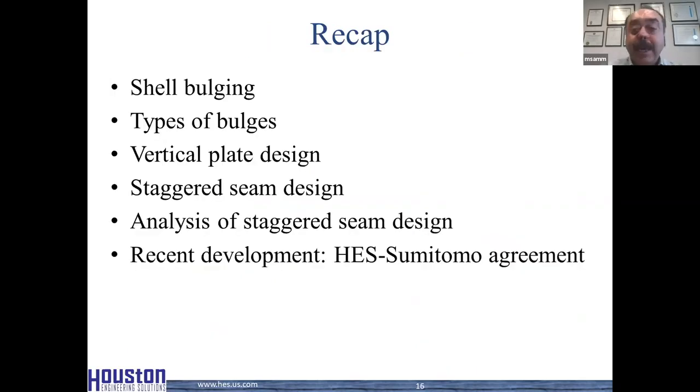With that, I come to the end of my presentation, and I would like to recap what we talked about. First, we had a brief introduction to shell bulging. Then we talked about the types of bulges that we can have in a coke drum. We discussed the vertical plate design, the patented vertical plate design, and then the patented staggered seam design. I showed you the analysis of the staggered seam design and the results we obtained, and then we finally shared with you some of the recent developments of the agreement between Houston Engineering and Sumitomo.